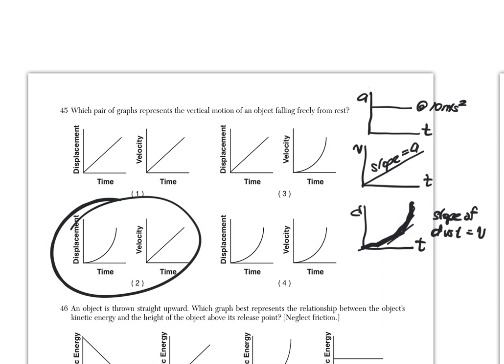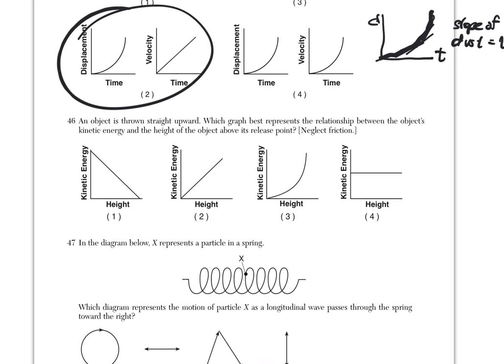But the displacement is negative and getting larger exponentially, and the velocity is negative. So they should have shown those as negative values, and they also didn't say magnitude. But that's just me being a nitpicker. Those, in terms of the d versus t and v versus t graphs for free fall, it is choice 2. So there you go.